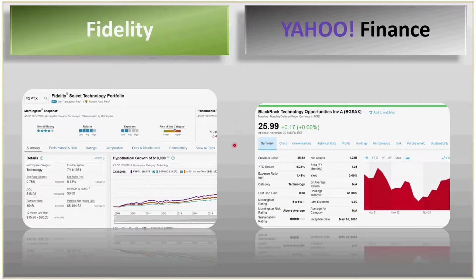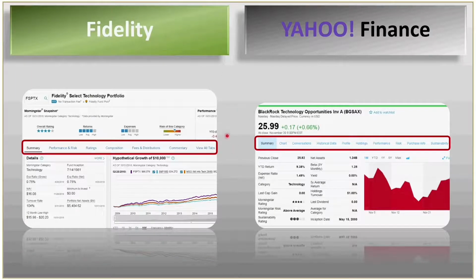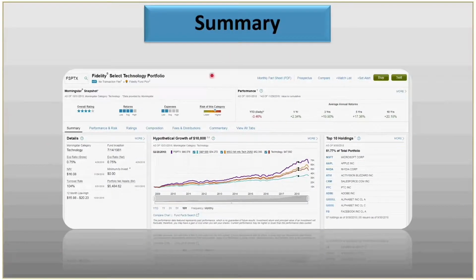But if you'll notice here, they both have the tabs on top. And if you go through on Yahoo Finance, you'll be able to find basically the same information. It may have a different name, but for the most part, the naming is going to be the same, though it may be on a different tab. So next, we're going to go ahead and start off with the summary.